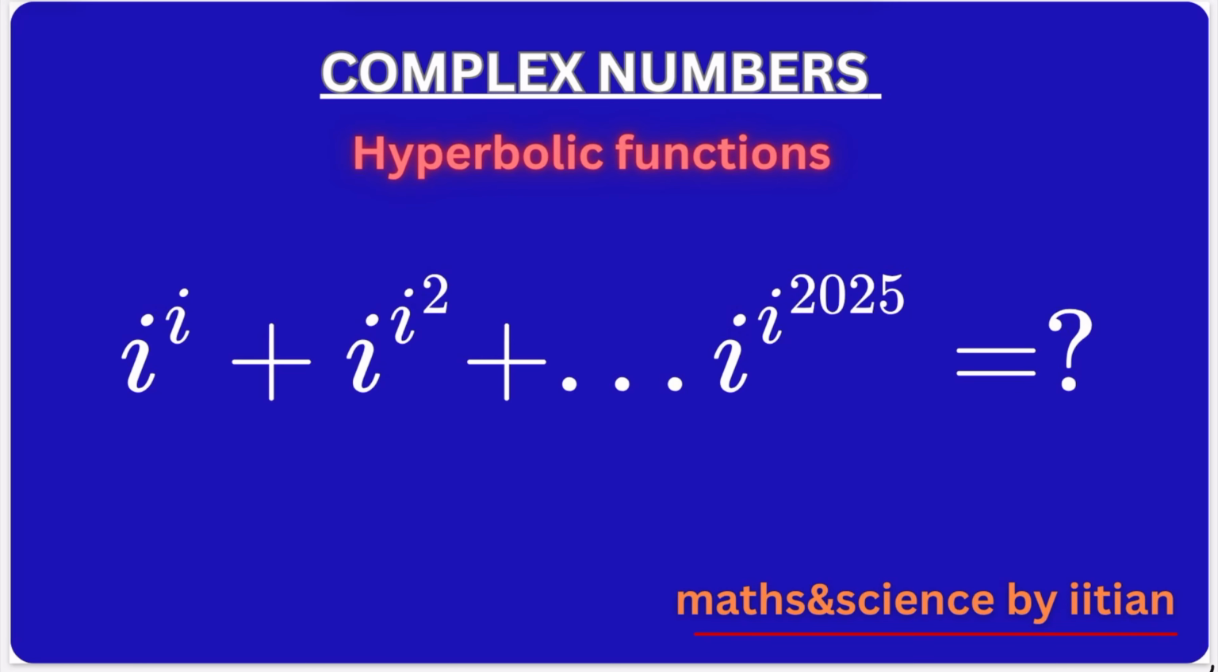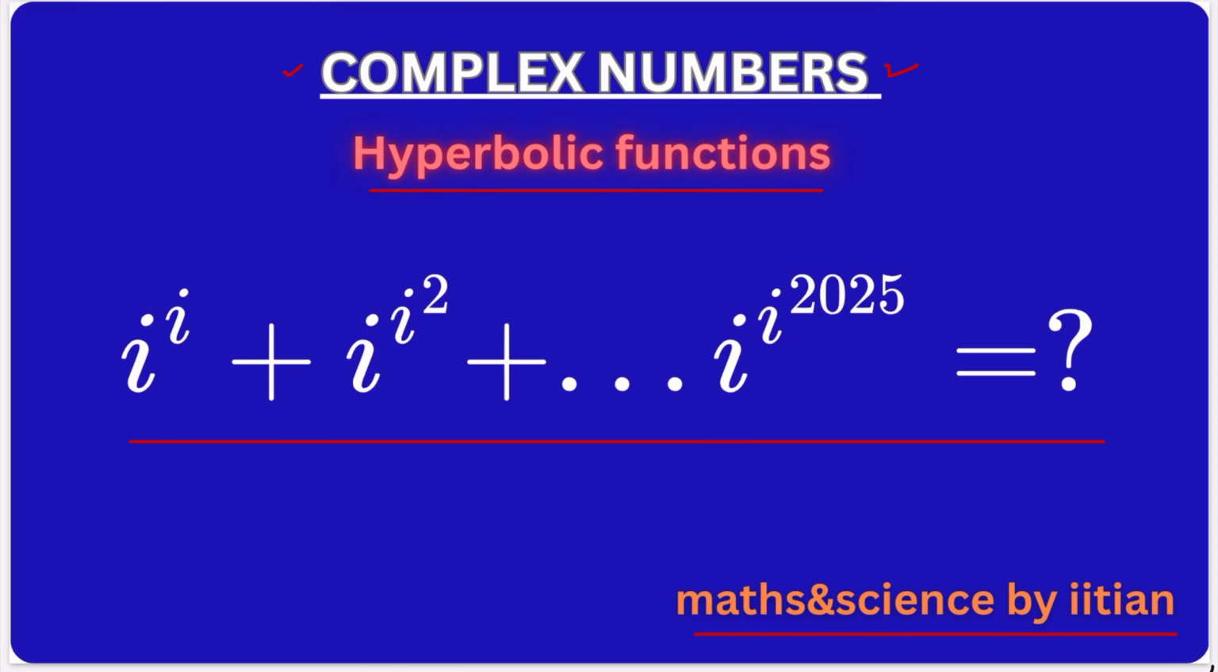In this lecture, I will be taking up the very important topic of hyperbolic functions in complex numbers. In this practice question, we have to find the sum of i to the power of i plus i to the power of i square plus i to the power of i cube plus up to i to the power of i to the power of 2025. There are 2025 elements in this sum. We have to find that.